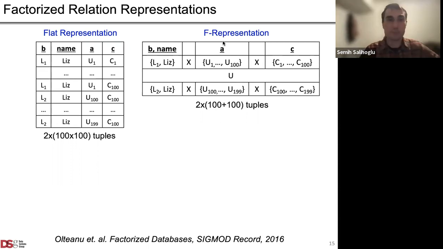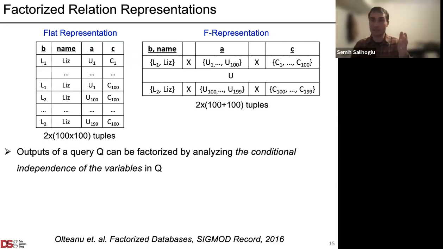I hope this is self-explanatory, but what this is saying is that the first 10,000 tuples could be represented by a single L1 and Liz, so don't repeat it 10,000 times, Cartesian producted with 100 A values, U1 to U100, and 100 C values. That's because, as we'll talk about in a second, A's and C's are conditionally independent given B. Similarly, the second 10,000 tuples could be represented with L2 and Liz, Cartesian product with U100 to U199, Cartesian product with C99 and C100. So it's much more compact.